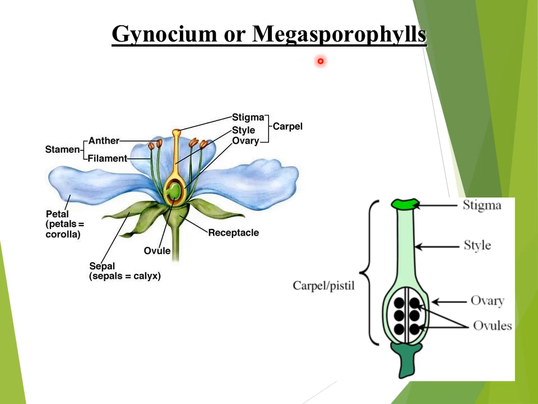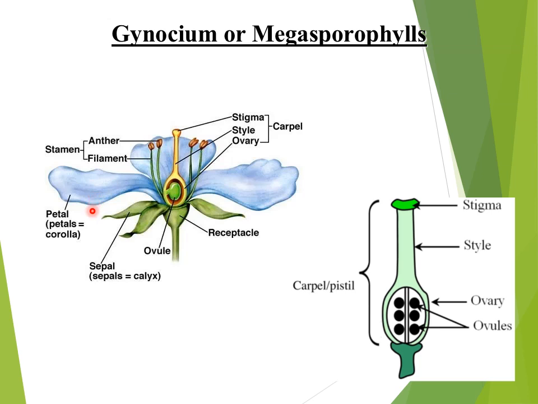This is LS of flower. Before we discuss more terminology, first you have to recall the LS of flower. This is the pedicel, stalk, receptacle, swollen portion. These are the sepals, and the sepals unite together to form calyx. Now this blue color is petal, and the petals collectively are known as corolla. The third whorl is stamens. Stamen is the unit of androecium, the male part. The stamen contains anther, connective and filament.